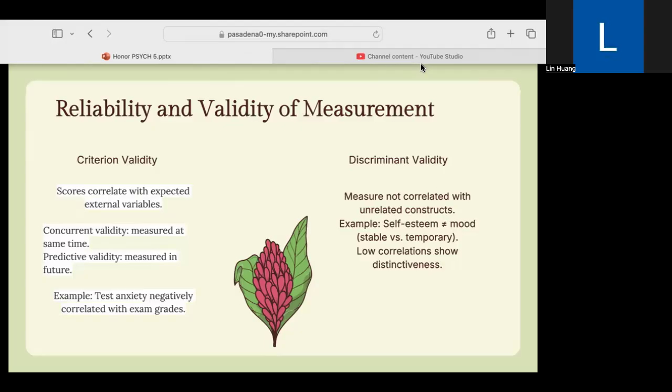Self-esteem is stable, while your mood is temporary. You change your mood all the time. And the weakness for these validities: low correlation shows distinctiveness.